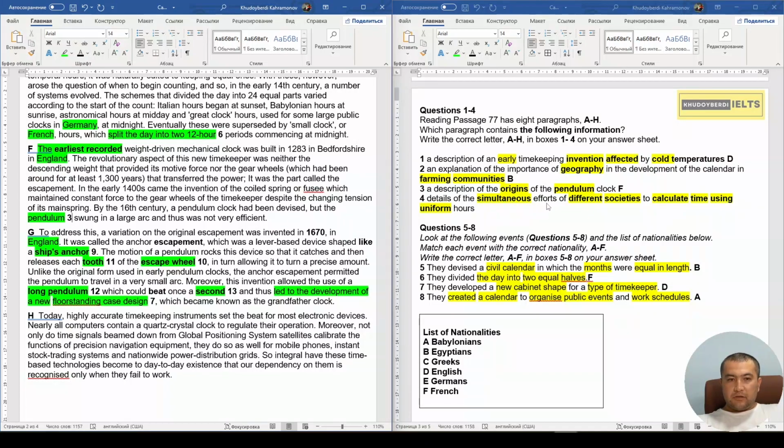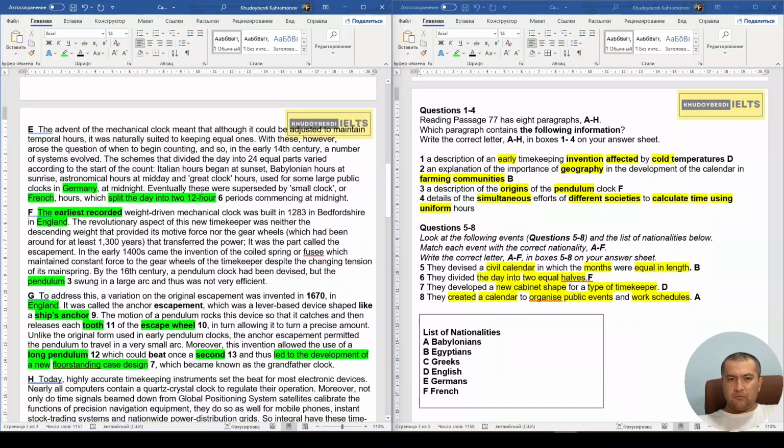Details of the simultaneous efforts. Different societies calculate time using uniform. As long as I remember, I have read different societies like Germany, French here, right? That's why we just take a look at here. So details of simultaneous effort. Simultaneous effort, which means at the same time, right? A different society calculate time using uniform hours. So Babylonian hours at sunrise. So Babylonian hours could be somehow different society, right?